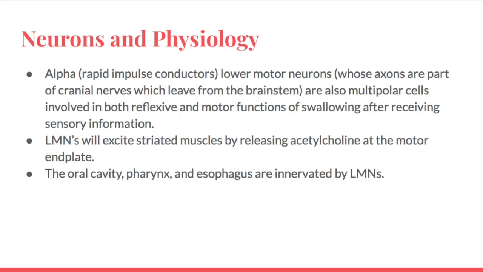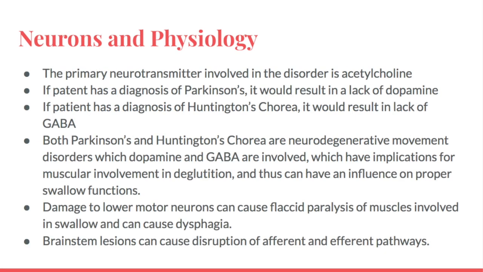The alpha lower motor neurons, which are rapid impulse conductors and also multipolar cells, will go on to innervate striated muscles and release acetylcholine at the motor end plate. The oral cavity, pharynx, and esophagus are all innervated by lower motor neurons. So the main neurotransmitter involved in swallow is acetylcholine.